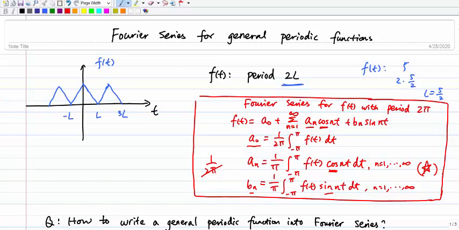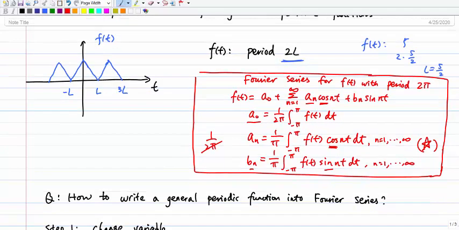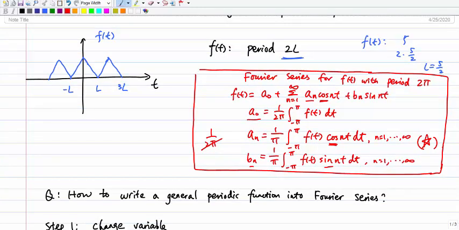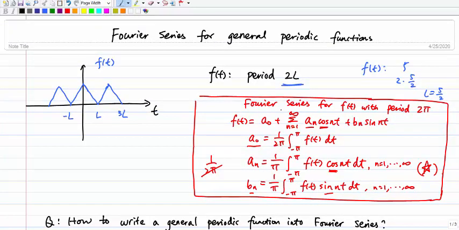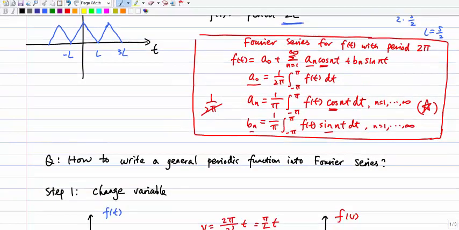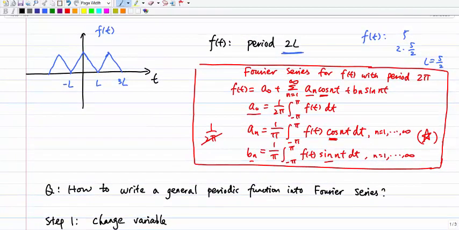Now the question is, how do I write a general periodic function into its Fourier series? The key idea is that I want to use what I've already talked about here. I know how to do this for a periodic function with fundamental period 2 pi. So how can I do a change of variable, change a general periodic function into a period 2 pi function, and somehow use the property I mentioned over here? That's the key idea.